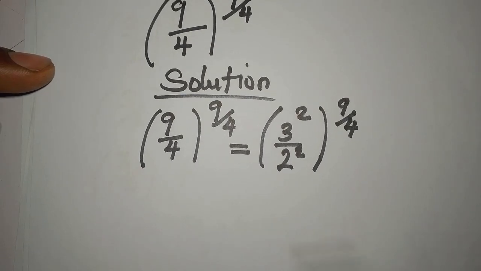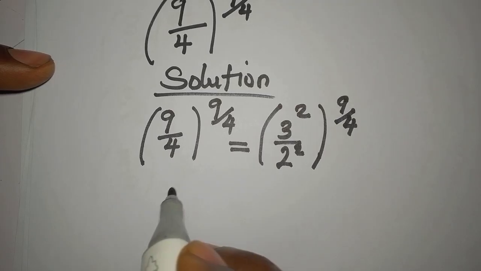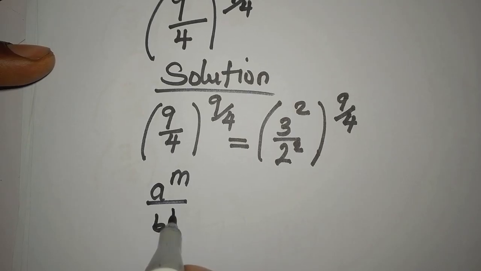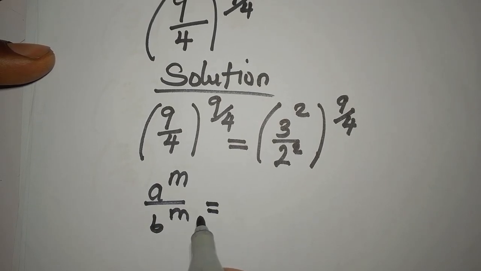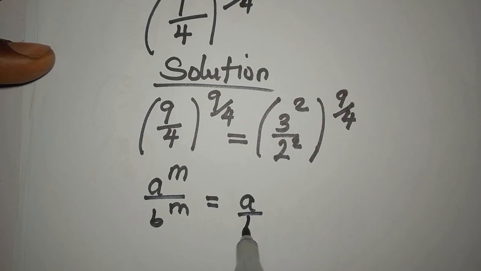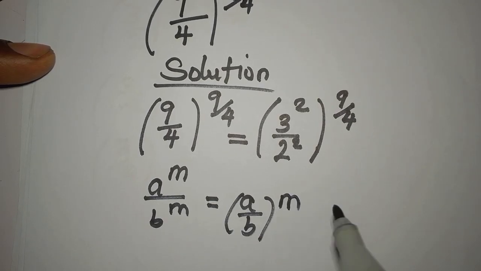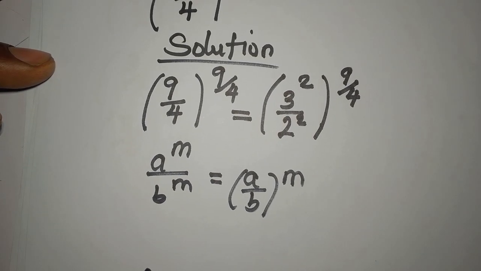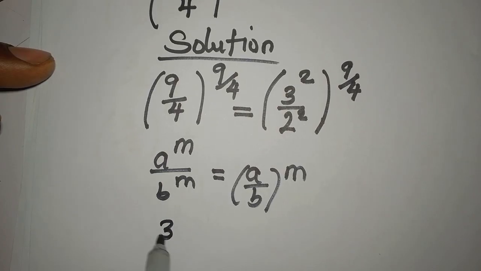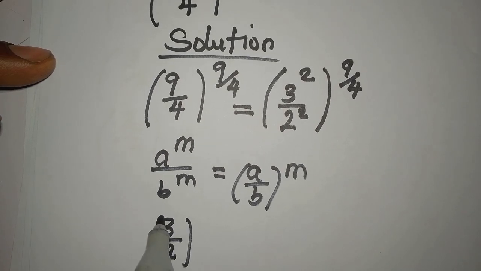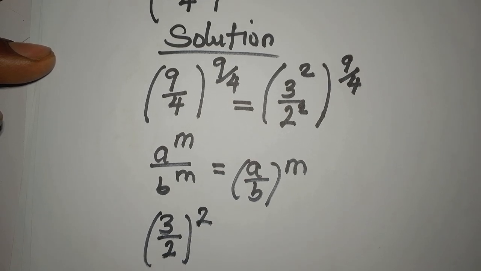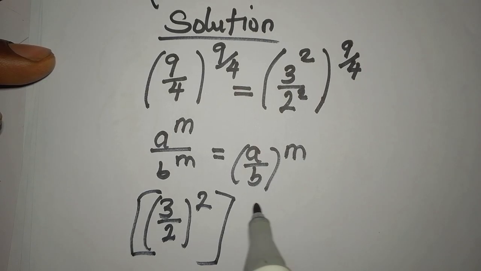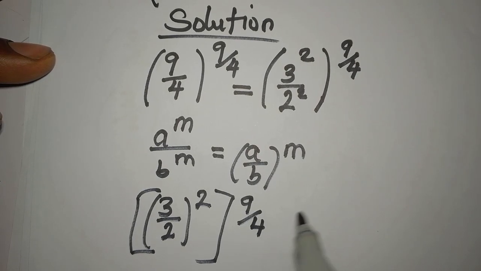Now, what can I do? I can now apply this. If you have a^m over b^m, because they have the same power, we can write (a/b)^m. I can do the same thing to this, and I have (3/2)^2. Okay, now we still have the power of 9/4, right?